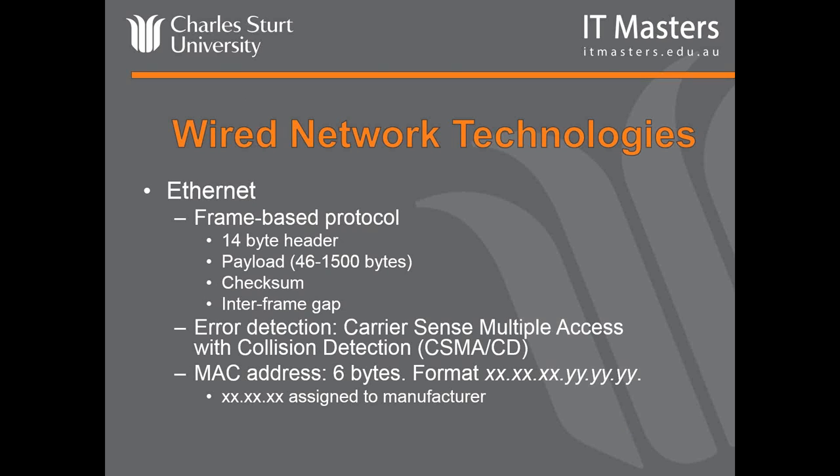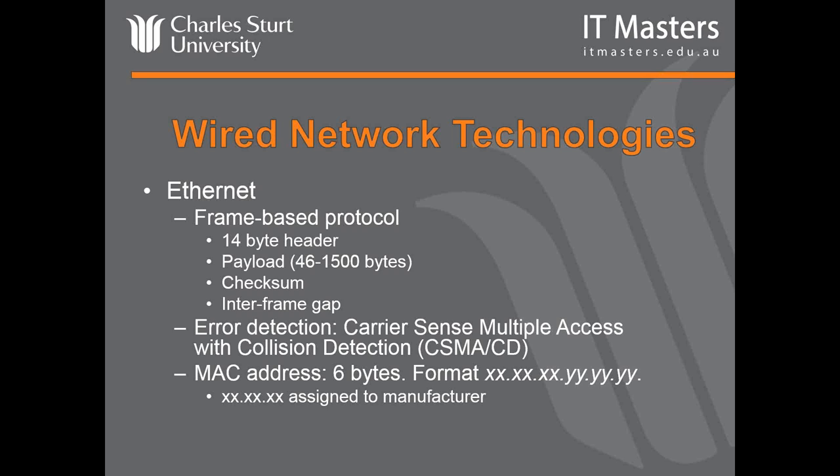Wired communication technologies, I mentioned Ethernet, Fast Ethernet, Gigabit, 100-bit, and so on. In Ethernet, we have a frame-based protocol, 14-byte header, payload, checksum, everything as I put up before. It has error detection. Carrier Sense Multiple Access with Collision Detection, as someone put up before, CSMA/CD. So you need to know Carrier Sense Multiple Access with Collision Detection. Understand that term. Have some reading on it. I'll be putting up some more for you to read. You also need to know collision avoidance, which is something like token ring.